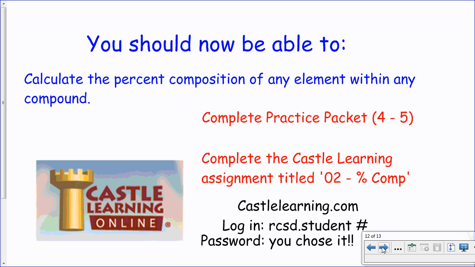Now, at this point, you should have some basic idea of how to do gram formula mass and follow it by percent composition. There's a couple pages in our practice pack that we're going to use to practice, and I've put a little 5 multiple choice question summary assessment on Castle Learning.